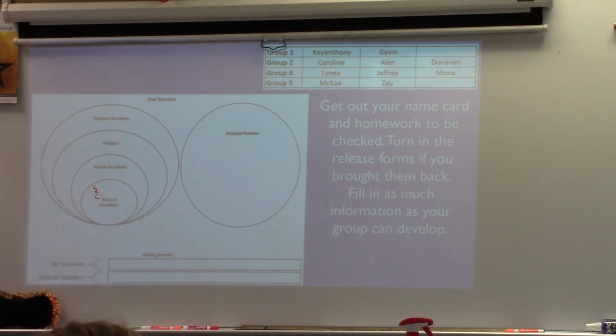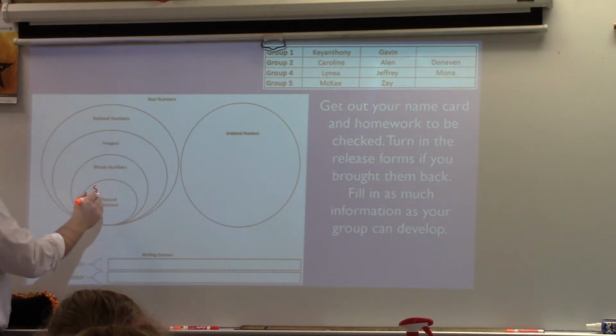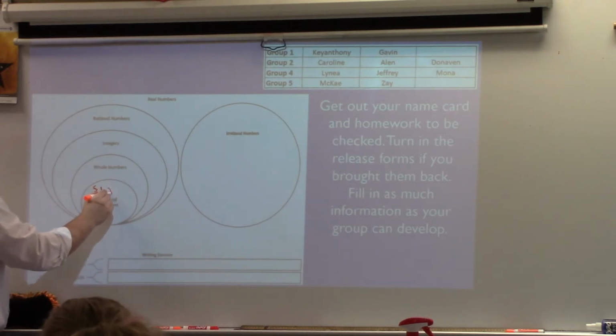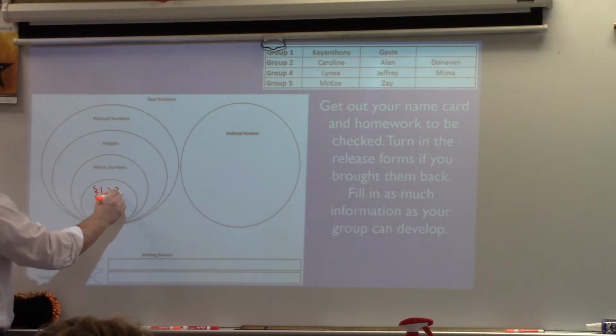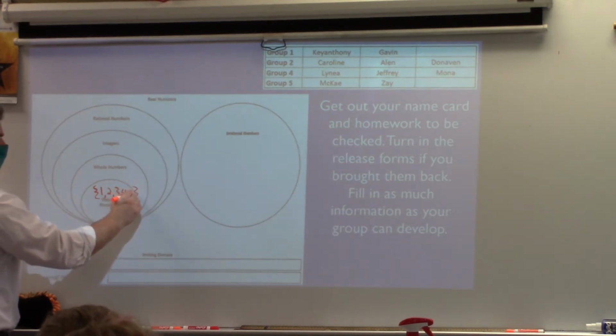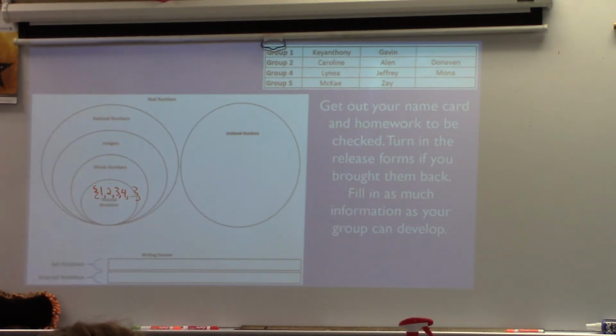So the natural numbers, I open it with a curly bracket, and the first natural number is what? 1, and it goes 2, 3, 4, and then it just keeps going. Right? There's my natural numbers.